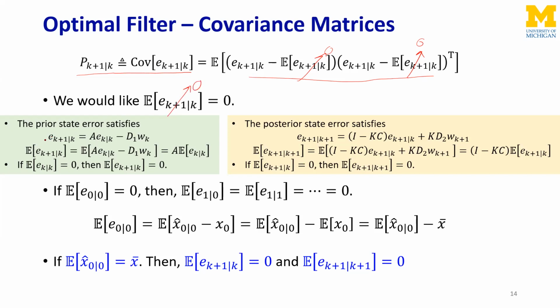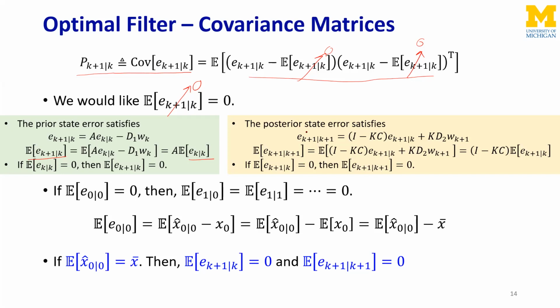So let's look at the prior state error. The prior state error satisfies this expression. And if I take the expected value of this expression, I end up with the expected value of the left-hand side. And in the right-hand side, the expected value of W is 0. So I'm going to be just left with this expression. Now, if this term is always 0, then this term is always going to be 0. That's what this sentence says.